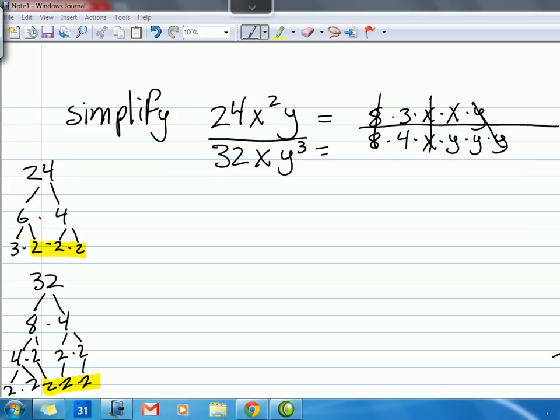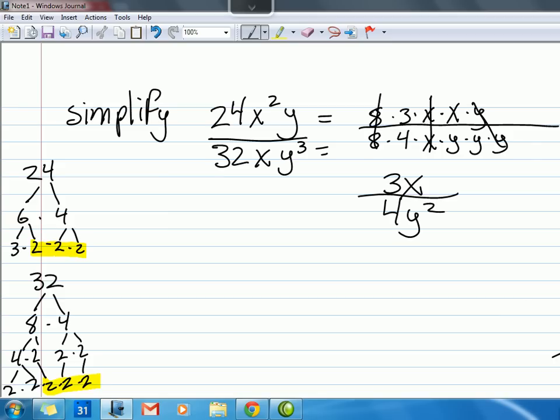And what we have left in the top is 3x, right? 3 and an x. And in the denominator, what we have left in the bottom is 4 times y times y, which is 4y squared. So that's how we would actually simplify this monomial.